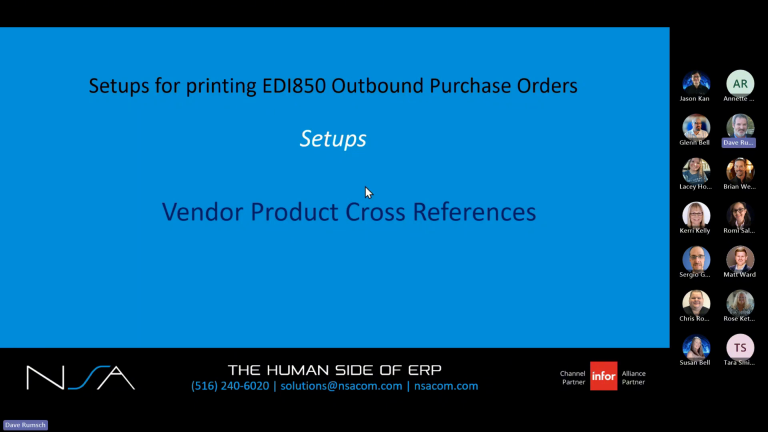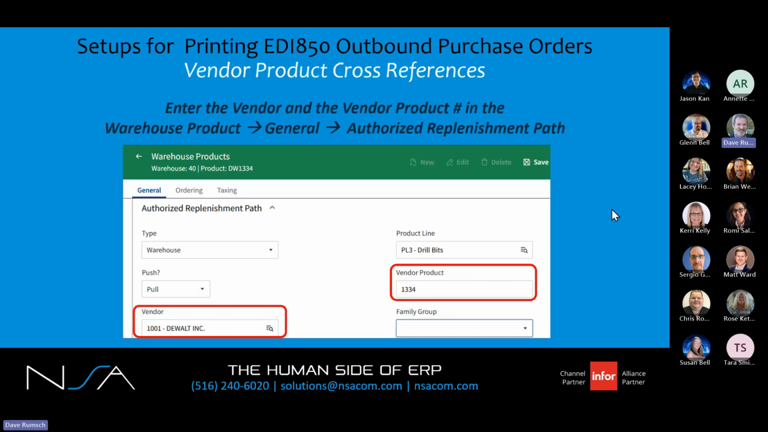The next setups involve the vendor product cross-references. Now, notice that we know what our product is, but the vendor's got their own product number. And in order to communicate effectively with them, you're going to want to set up their part numbers in the software. So under the vendor product warehouse setup, on the general tab, you're going to do this for each warehouse. Notice where it says warehouse 40. You're going to set up the vendor number that you get the product from primarily, and what do they call it? And in this case, I've got drill bits.